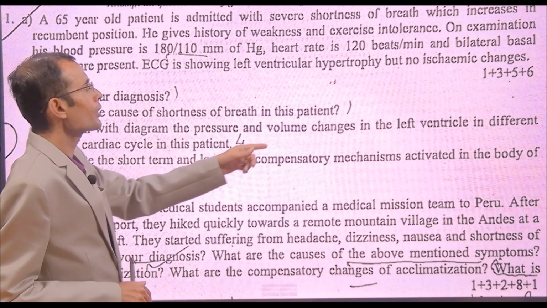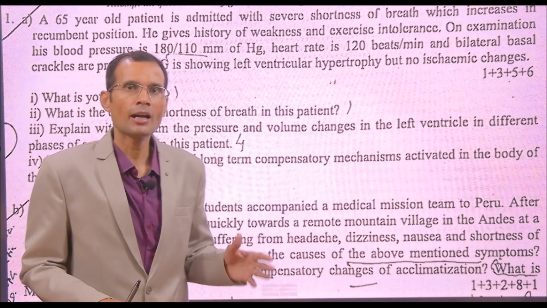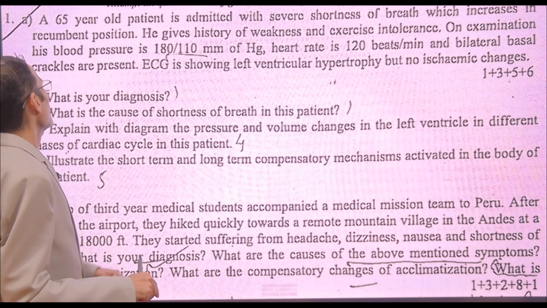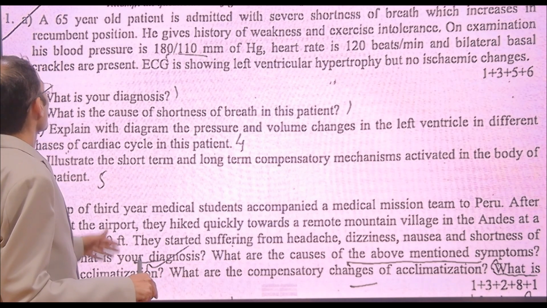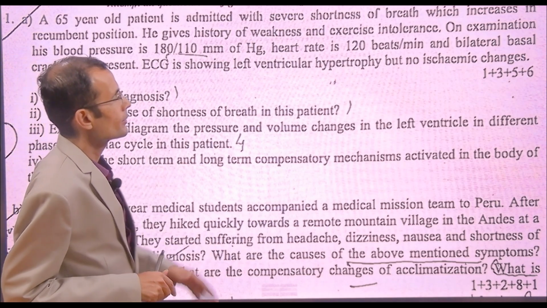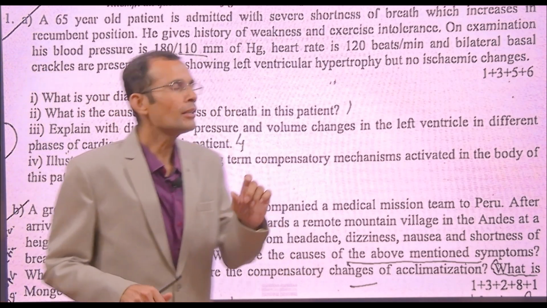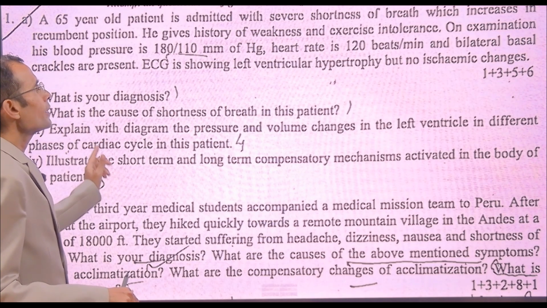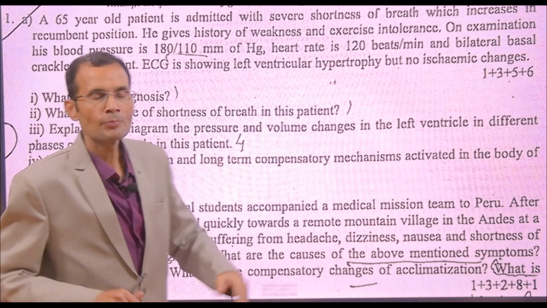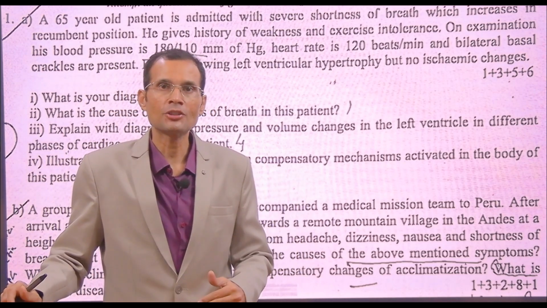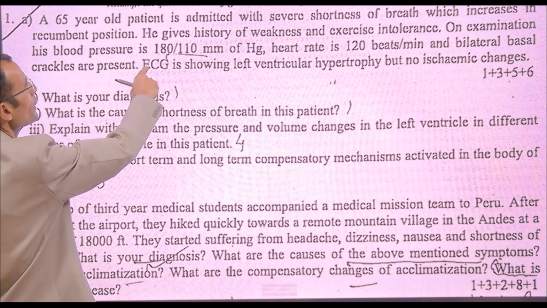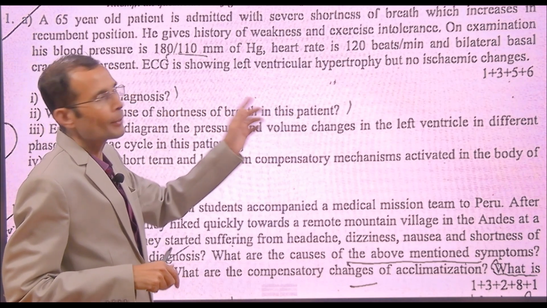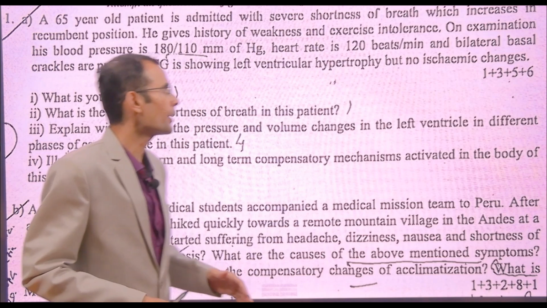ECG is showing left ventricular hypertrophy. Yes, left ventricular hypertrophy. But wait, no ischemic changes. So what is your diagnosis? And what is the cause of shortness of breath? Now this is something, the patient may be having heart failure from hypertension. The patient is chronically having high blood pressure and there is no exercise tolerance. I mean, exercise tolerance is decreased in this patient.